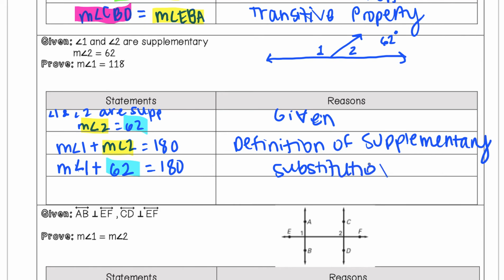Now to get my final line of the measure of angle 1 equals 118, what do I need to do to my equation? Well, to get from line 3 to line 4, I would just have to subtract 62 from both sides, meaning I'm using the subtraction property of equality to make this final claim.